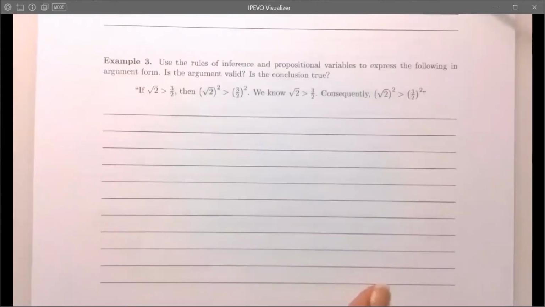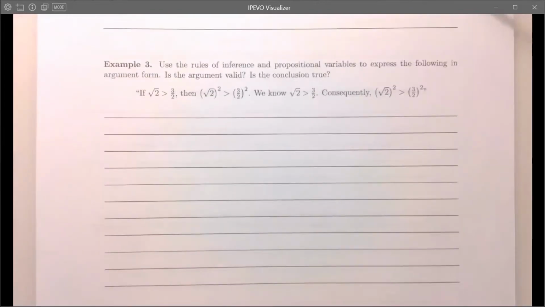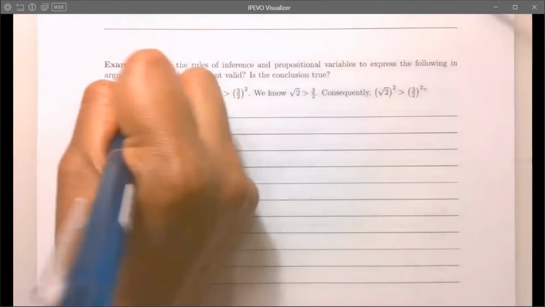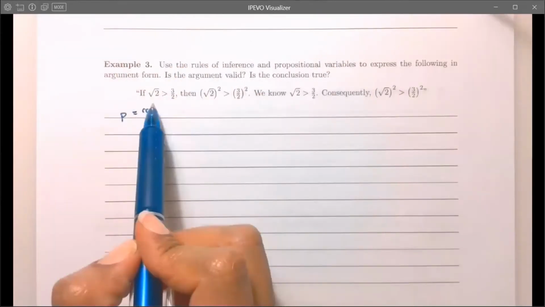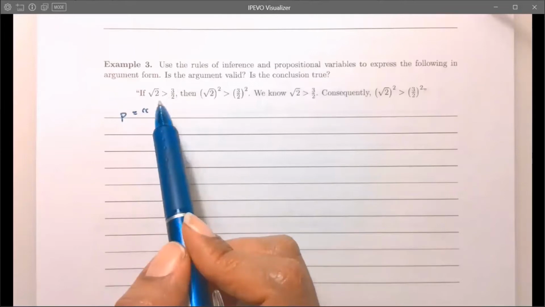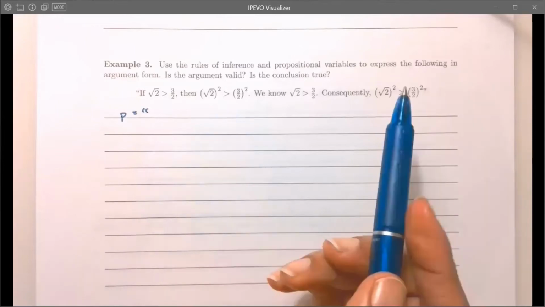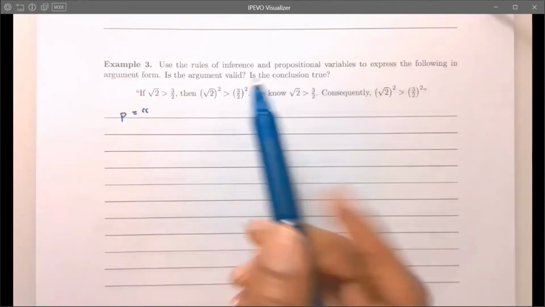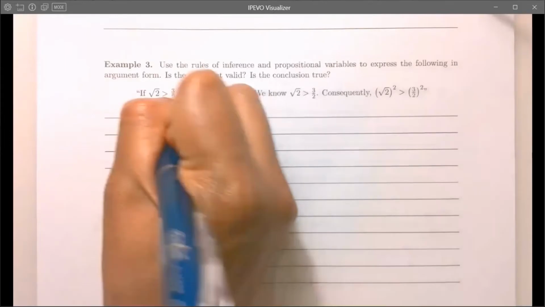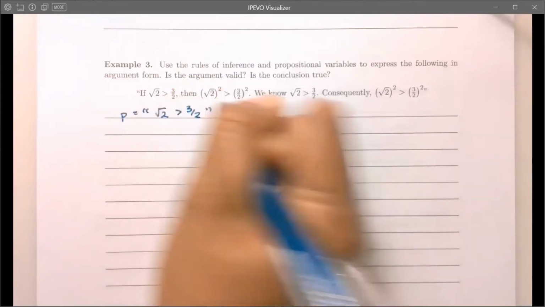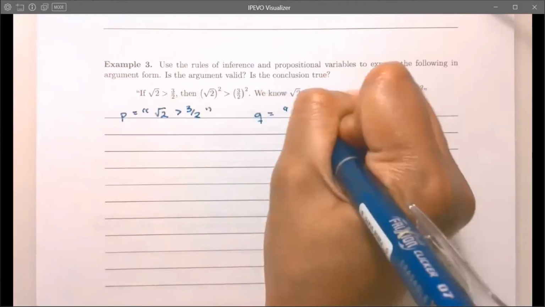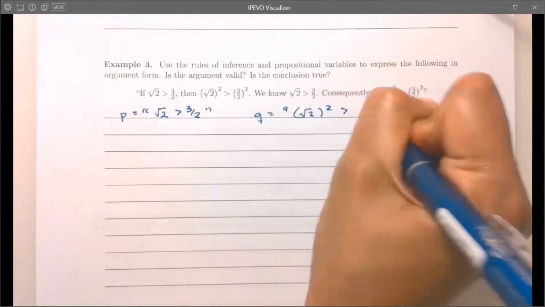Let's take a look at another example. Use the rules of inference and propositional variables to express the following in argument form. And is the argument valid? Is the conclusion true? So again, we'll start by defining some variables for our propositions. So if the square root of 2 is greater than 3 over 2, then the square root of 2 squared will be greater than 3 over 2 squared. So I see two propositions here. The first one being the statement that the square root of 2 is greater than 3 over 2. And the second statement being that the square root of 2 squared will be greater than 3 over 2 squared.